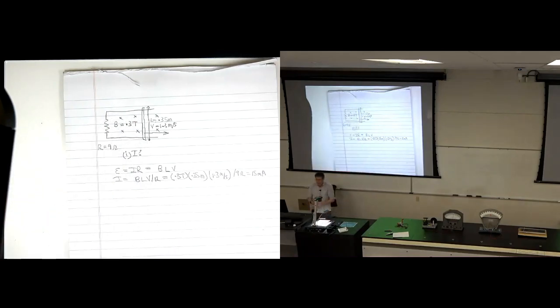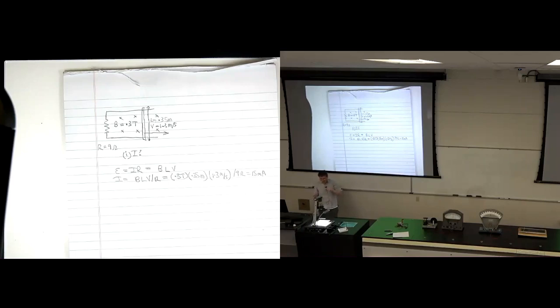Right now we just know that 15 milliamps flows in the circuit, but we don't know whether it's going clockwise or counterclockwise around this circuit. But this is a type of problem we've solved already. To figure out whether it goes clockwise or counterclockwise, we use a combination of Lenz's law and the right-hand rule.